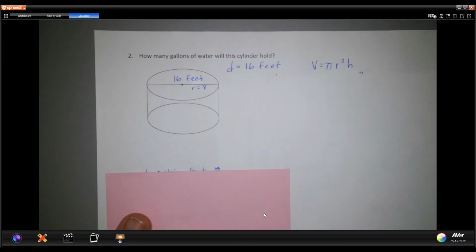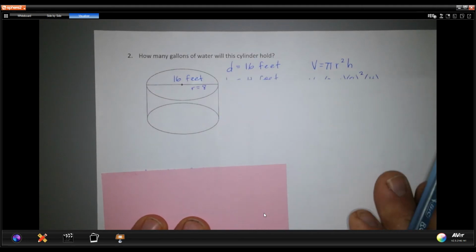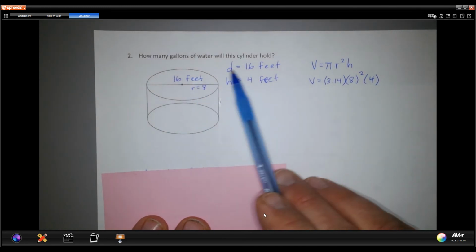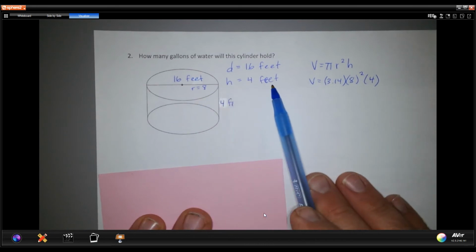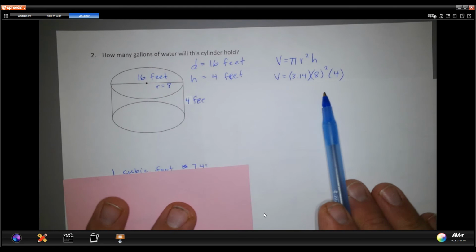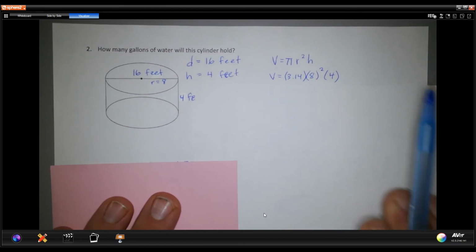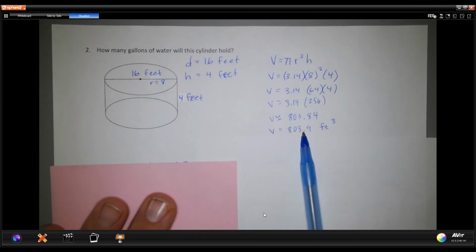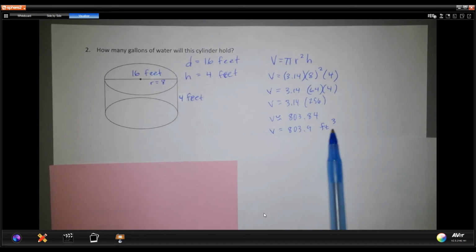To find the dry volume, we do the exact same thing that we did before. In this case, the diameter is 16 feet. The radius is not the same as the diameter. It's only halfway across, so the radius has to be 8 feet. And we have a height of 4 feet. Understanding these pieces, we can apply what we did in the previous examples, substitution and then multiplication, until we find that our dry volume is 803.9 feet cubed.